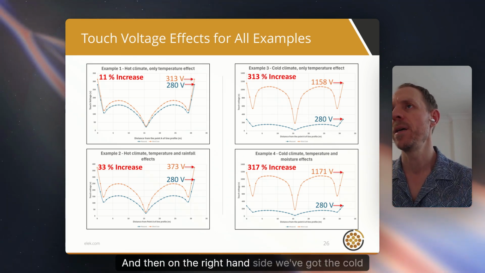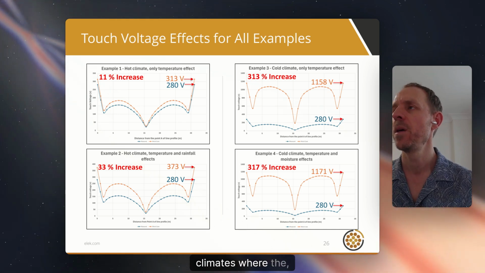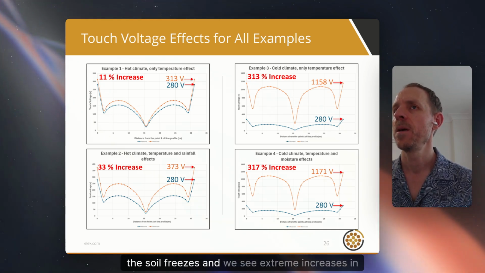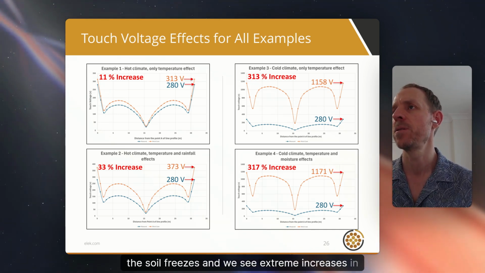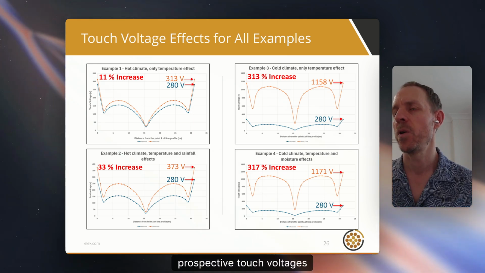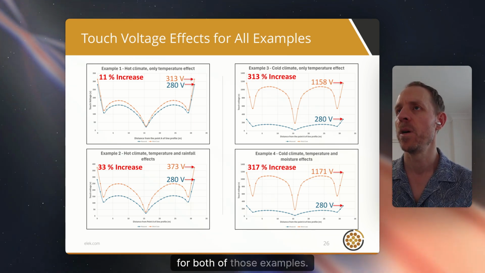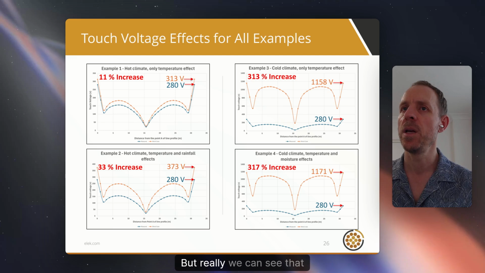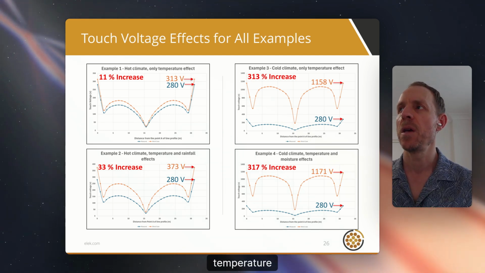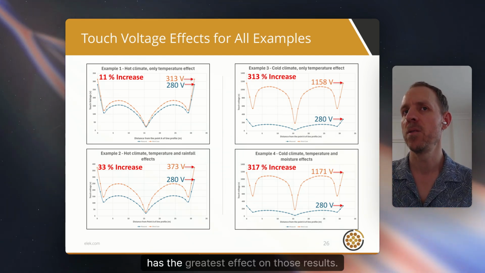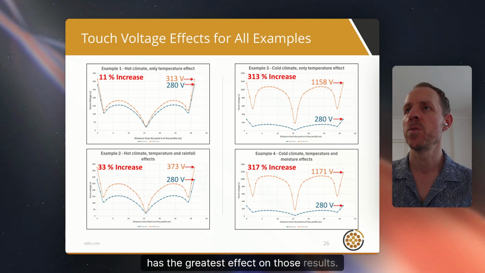And then on the right-hand side, we've got the cold climates where the soil freezes, and we see extreme increases in prospective touch voltages for both of those examples. But really, we can see that temperature has the greatest effect on those results.